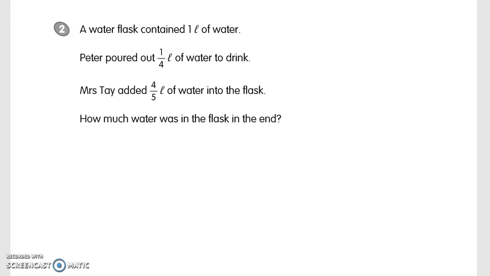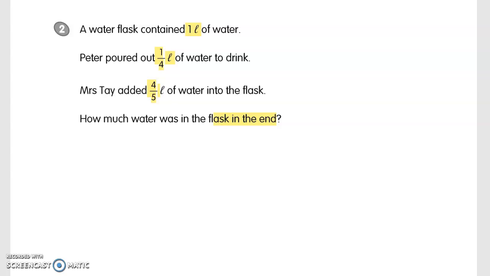This is question 2 on page 124. A water flask contains 1 liter of water. Peter poured out 1/4 liter of water to drink. Mrs. Tay added 4/5 liter of water into the flask. How much water was in the flask in the end?